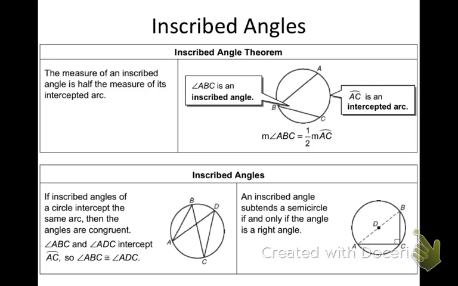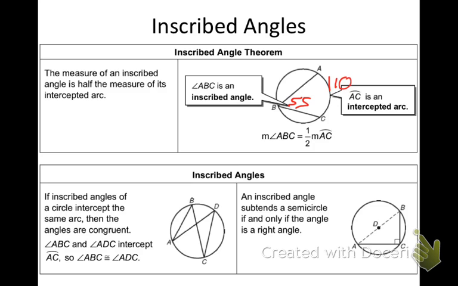Let's say we change that up. Let's say instead of 100, it was now 120. What's my angle now? 60. And I can go the other way. What if I tell you the angle is 55? What's my arc? 110, because I multiply by 2.